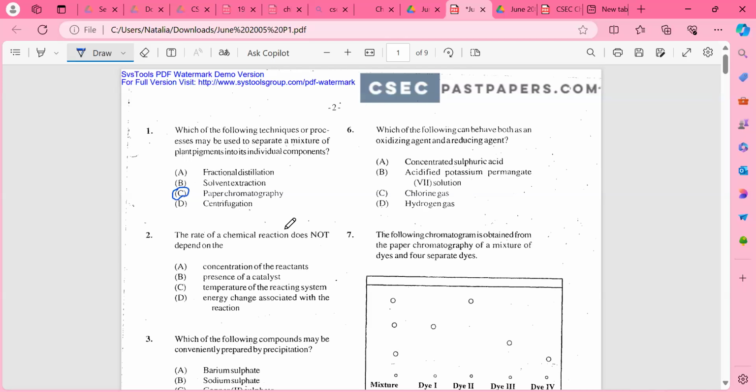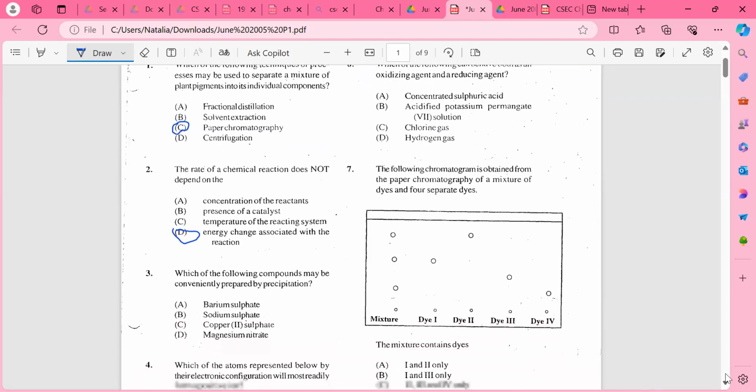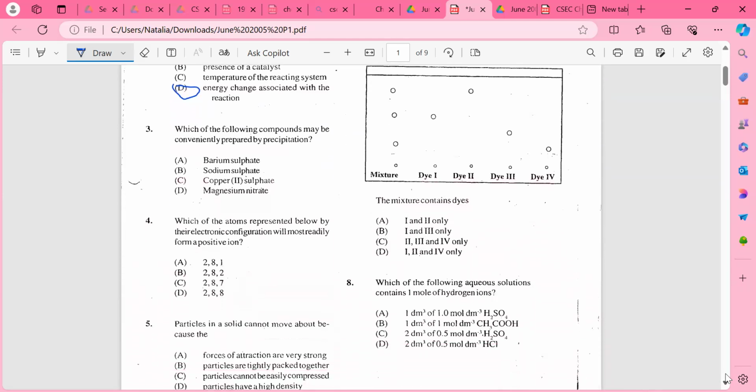The rate of a chemical reaction does not depend on... So we're looking for something that's not a factor of rate of reaction. So that's going to be D. Reactants, concentration of reactants, catalyst, and temperature are factors which affect rate of reaction.